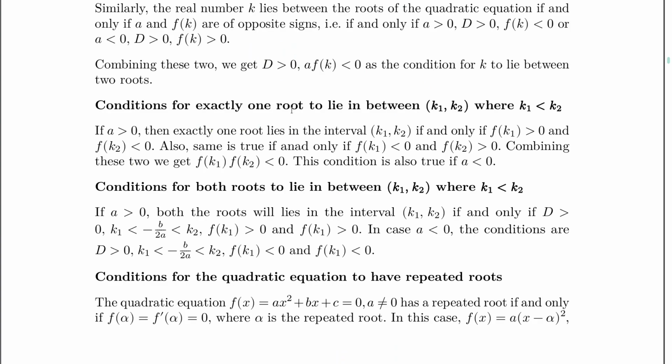Now, the condition for exactly one root to lie between alpha and beta. So the two roots are k1, k2, where k1 is less than k2.